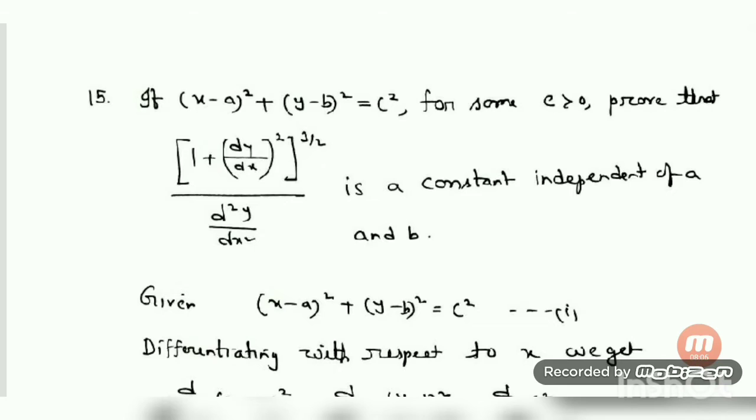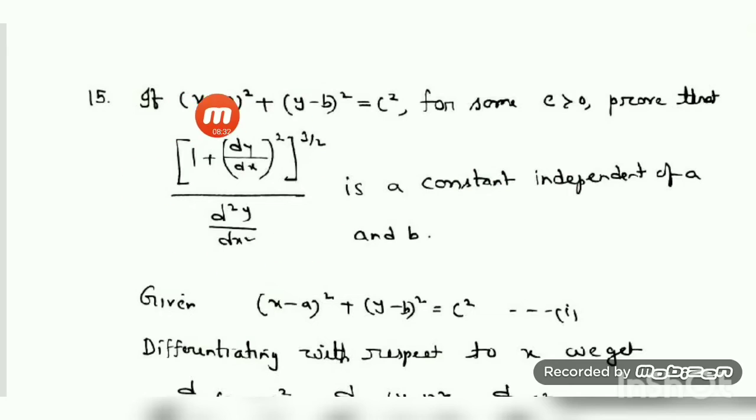Now go to this question. I have done this question in 2 different ways. One by directly doing this solution, and here shown this solution, and other by just using a different method. That is what you see. Your question is, if (x minus a) whole square plus (y minus b) whole square equal to c square for some c greater than 0, prove that (1 plus (dy dx) whole square) to the power 3 by 2 by d2y dx2 is a constant independent of a and b.